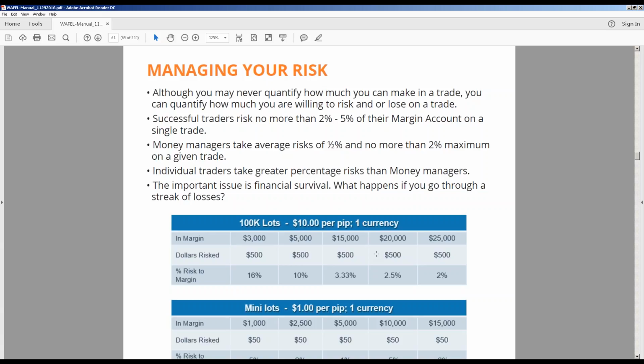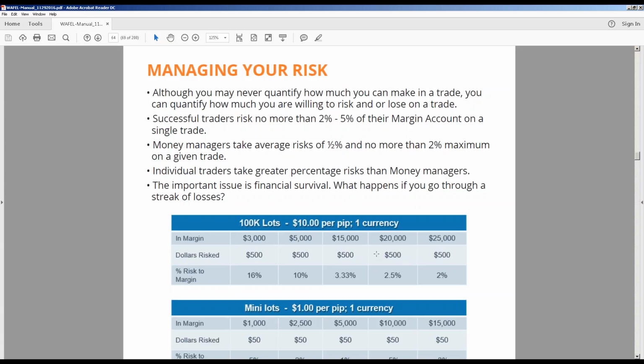Successful traders risk no more than 2 to 5% of their margin account in a single trade. Money managers take average risks of 0.5% and no more than 2% maximum on a given trade. Individual traders take greater percentage risks than money managers, and the important issue is financial survival. What happens if you go through a streak of losses? What if you actually hit your drawdown?